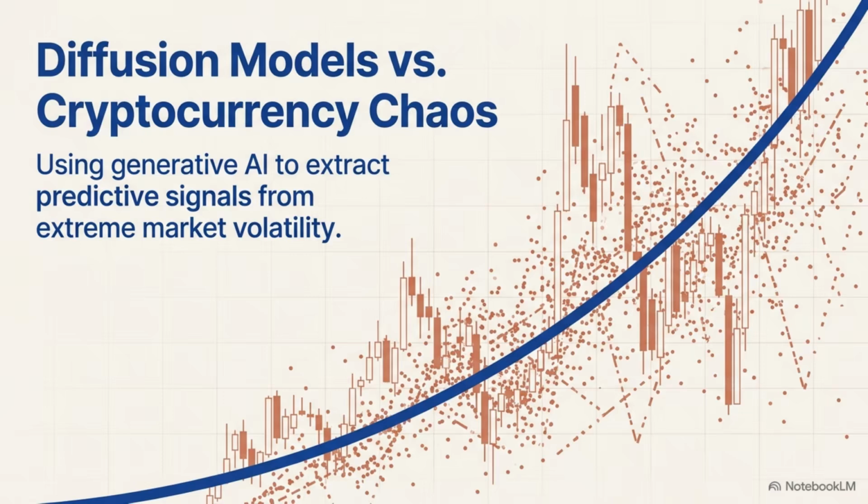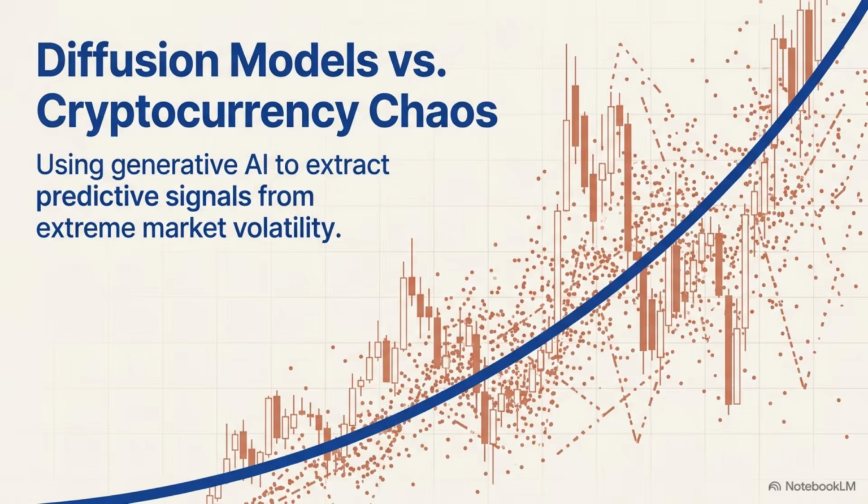So imagine using the exact same AI that generates pictures of astronauts riding horses to predict the next catastrophic Bitcoin crash. It sounds completely unhinged, right? But that's exactly what we're looking at today. We're diving into how diffusion models are crossing over from image generation straight into the absolute chaos of cryptocurrency markets.